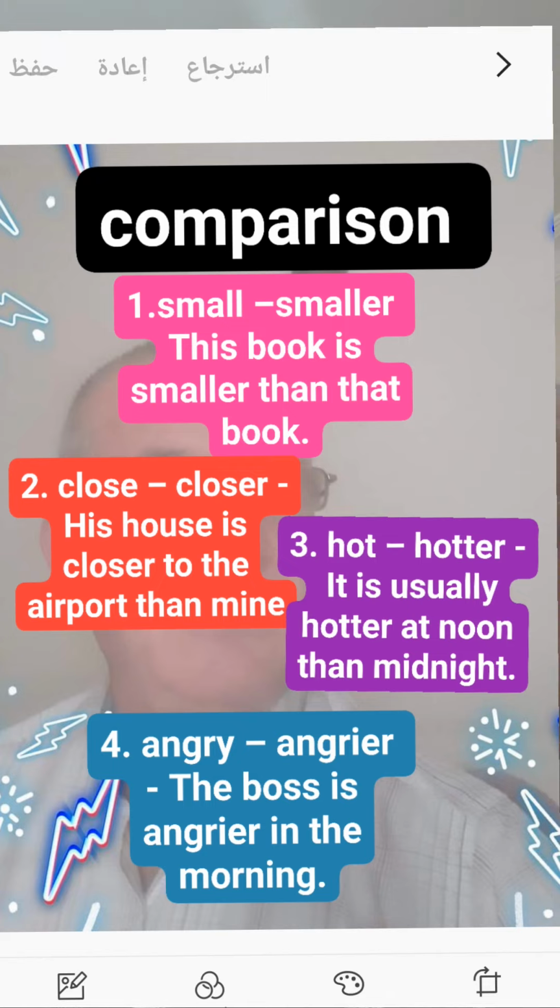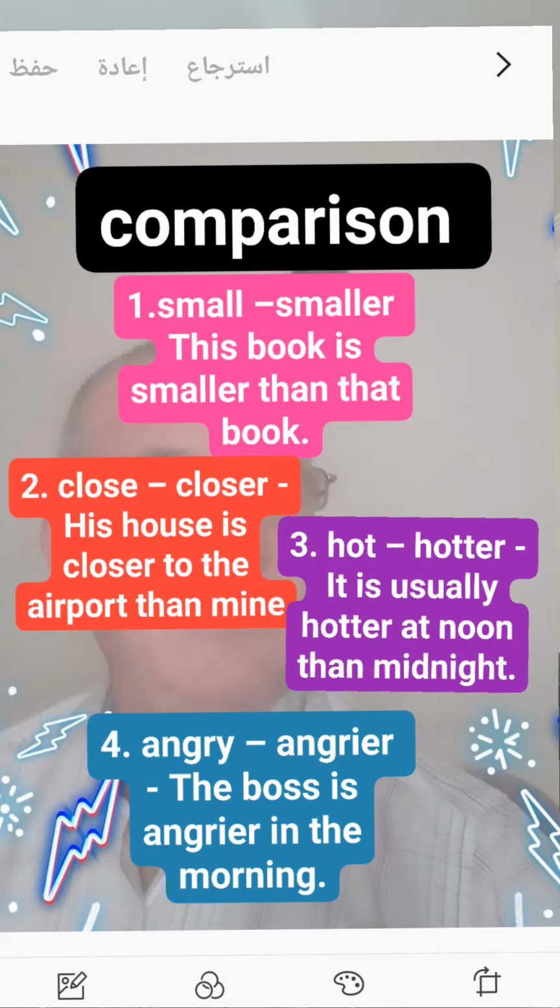And what we should know is that we use comparative form when we have two sides and we want to compare between them concerning one thing. For instance, we have two books in number 1, but one of them is smaller. This book and that book. We have two places in example number 2, my house and their house. We have two things.